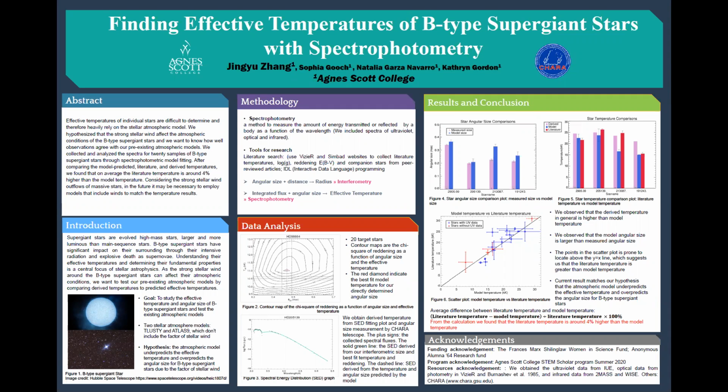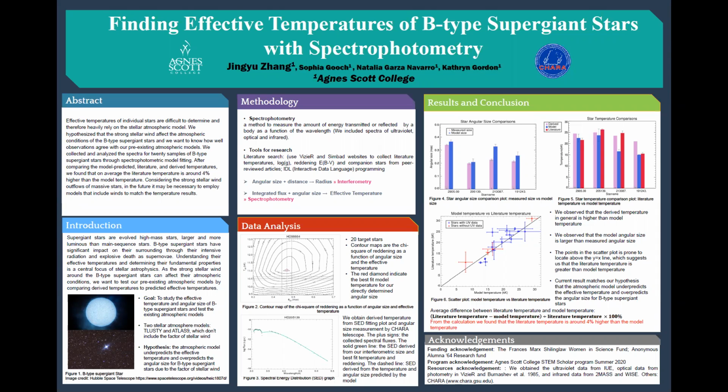As astronomers know, strong stellar wind can affect how well observations agree with the pre-existing atmospheric models. So our research question is that we want to know how well our current temperature models agree with the observed and derived temperature values. We hypothesize that due to the strong stellar wind factor for B-type supergiant stars, the two atmospheric models under-predict their effective temperature and over-predict their angular size.